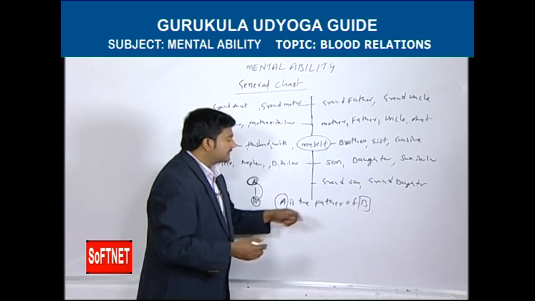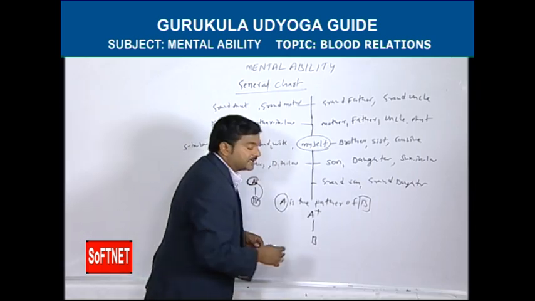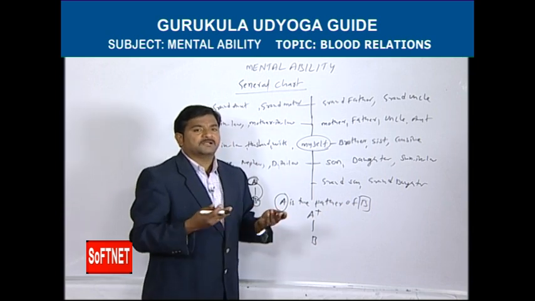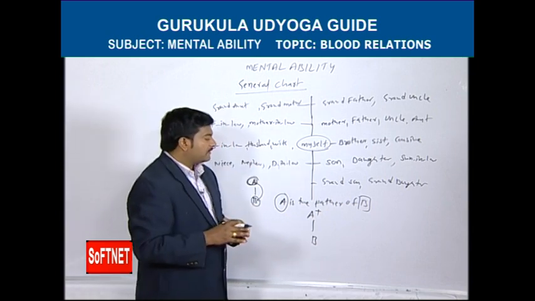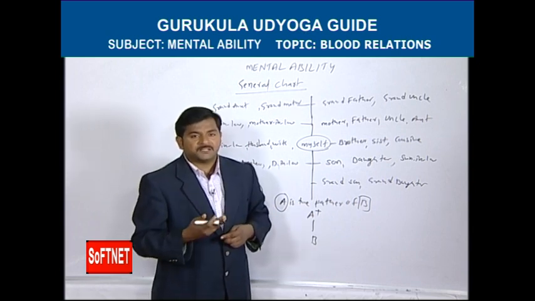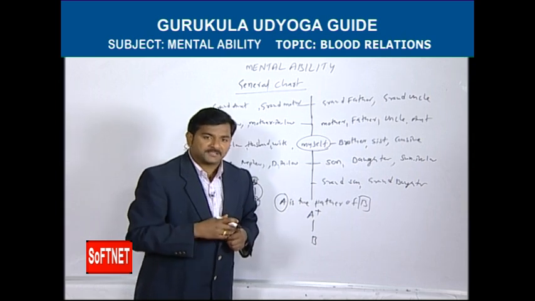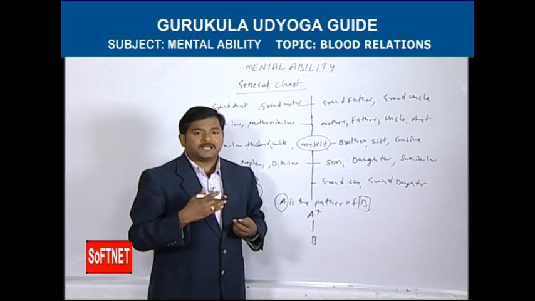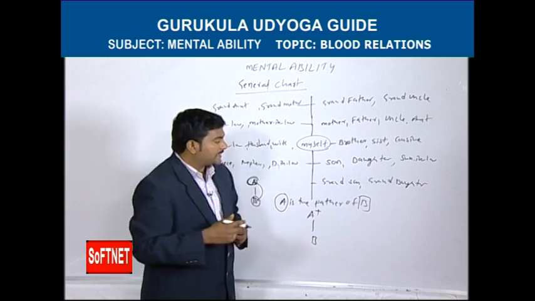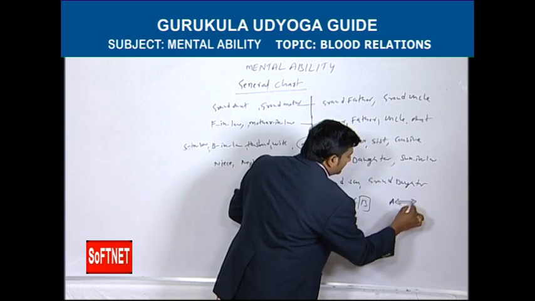So A is the father of B. If it is male gender, usual notation, for our convenience, it need not be a mathematical condition. For our convenience, if it is male gender, we can take plus. If it is female gender, we can take minus. For example, A and B are wife and husband. Then this is the notation. So by using this symbol, we can notate.